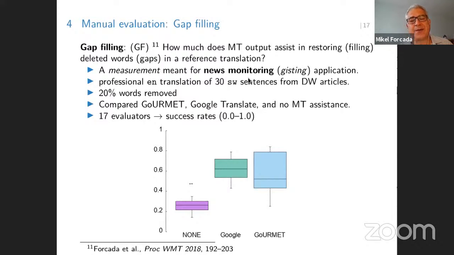the evaluators are able to fill about 25% of the gaps correctly, and it's only when they get machine translation assistance that they get something better, something like 0.65. Although, as you can see, there's a big dispersion among different annotators. As a result, there's no conclusive result about Google and Gourmet, but it looks like Gourmet is perceived as more widely different by the different annotators, but very similar overall to Google.